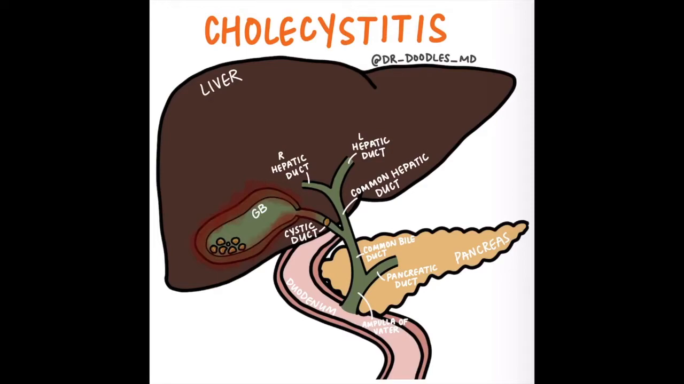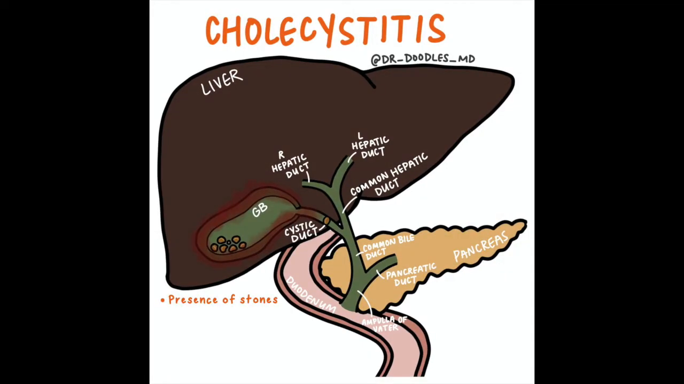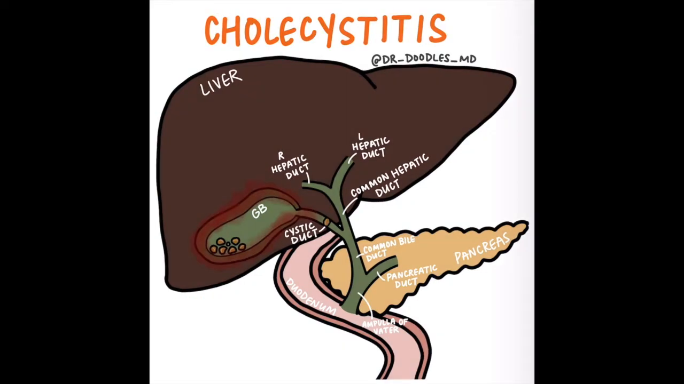Lab findings show leukocytosis, and classic findings on ultrasound include the presence of stones within the gallbladder, pericholecystic fluid, gallbladder wall thickening, and a sonographic Murphy's sign. Treatment of acute cholecystitis is generally empiric antibiotics and cholecystectomy.